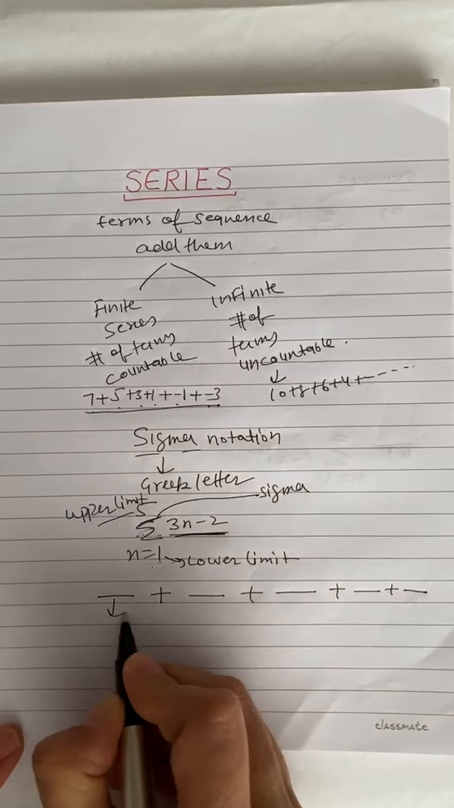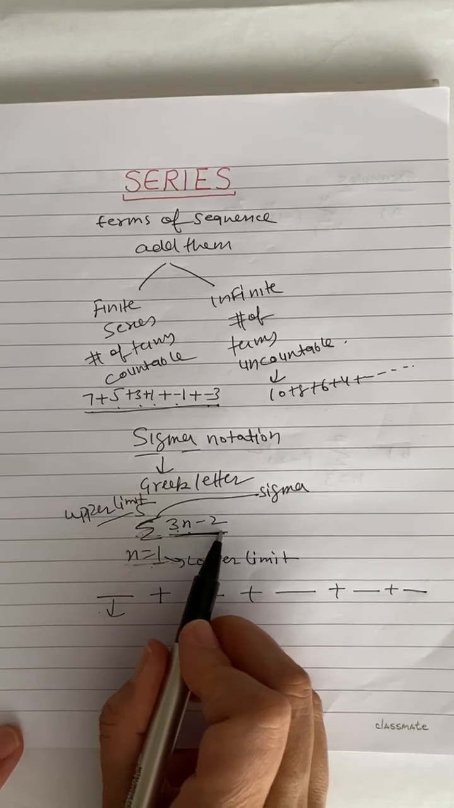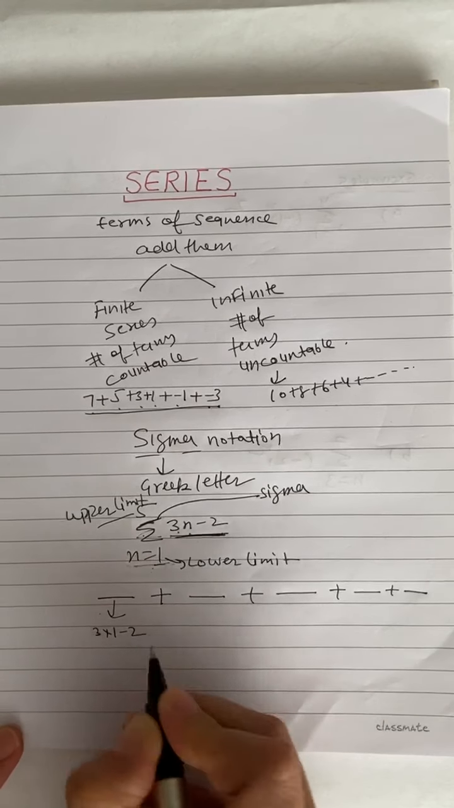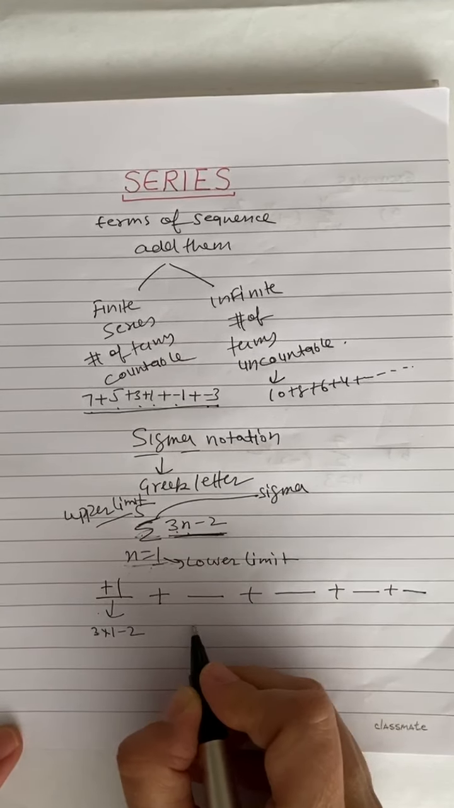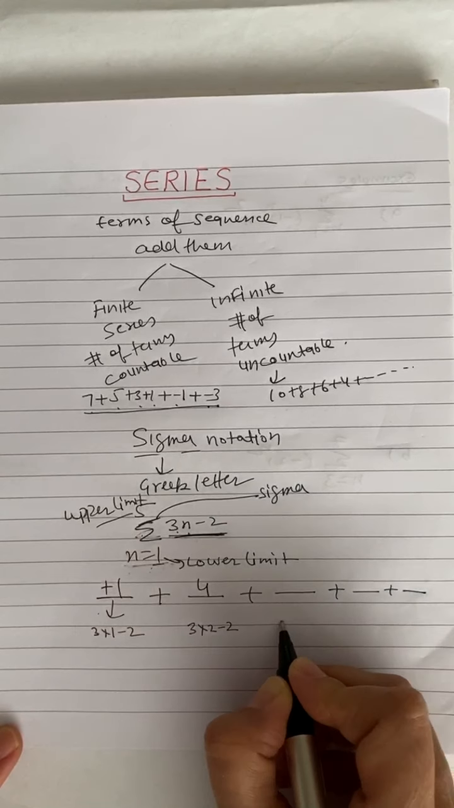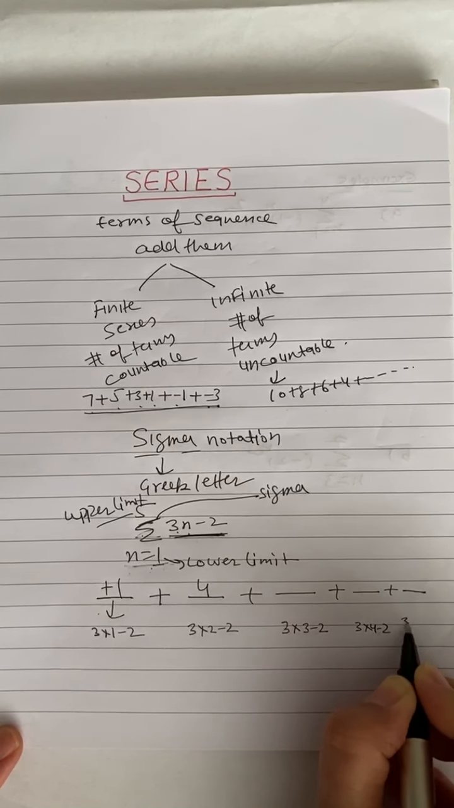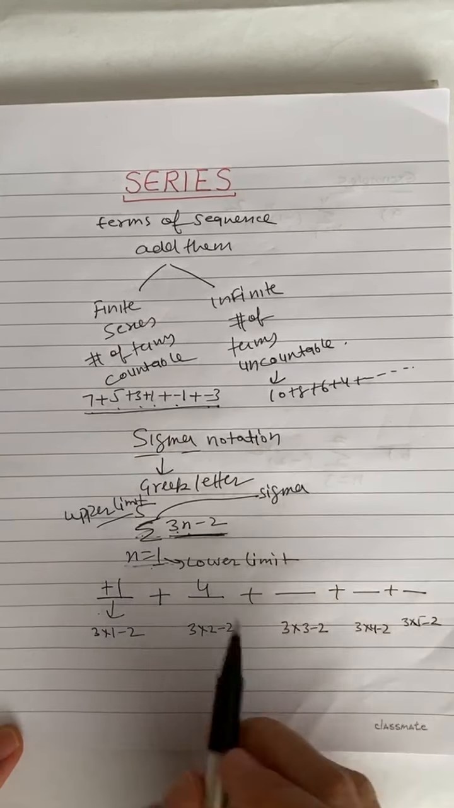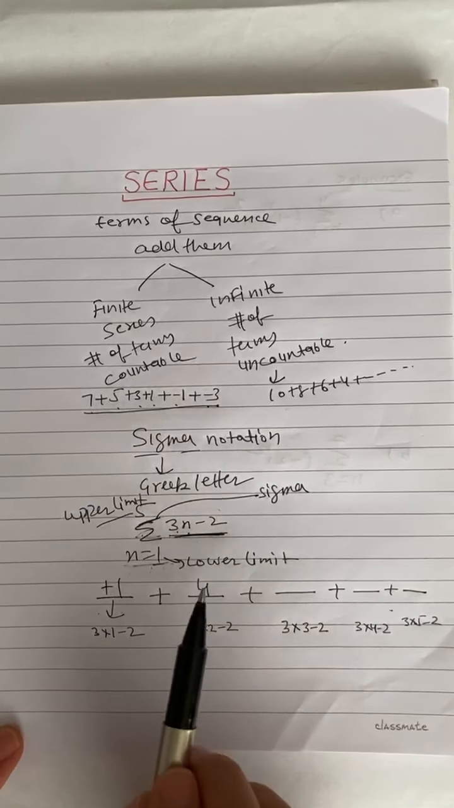For the first term, your n is equal to 1. So you start with the lower limit. So 3 times 1 minus 2, that is 3 minus 2, that is 1. Then you have 3 times 2 minus 2, so that's 4. And then 3 times 3 minus 2, 3 times 4 minus 2, 3 times 5 minus 2. So this is how you will get all of the terms of this series.